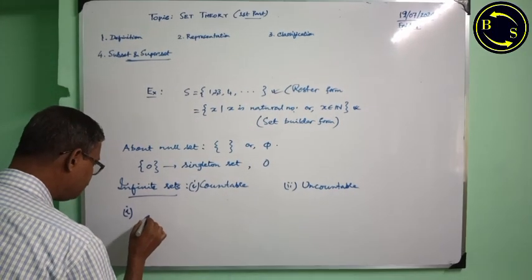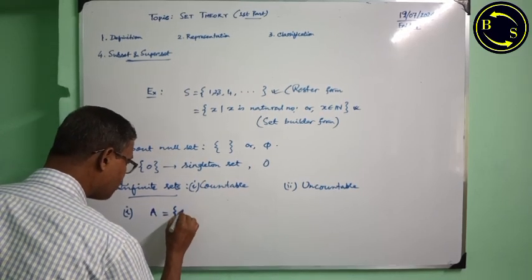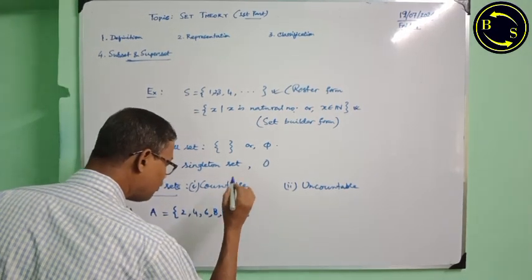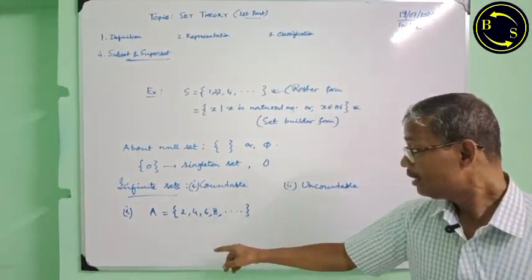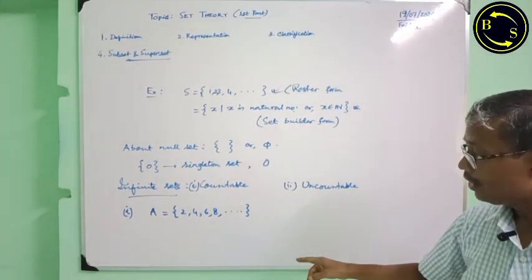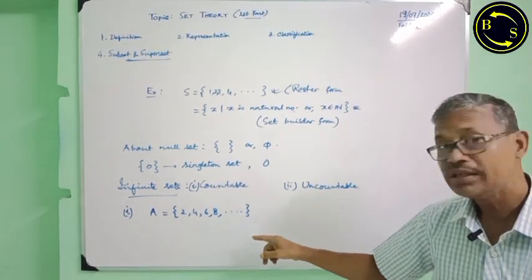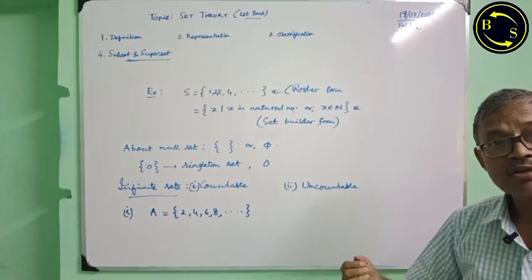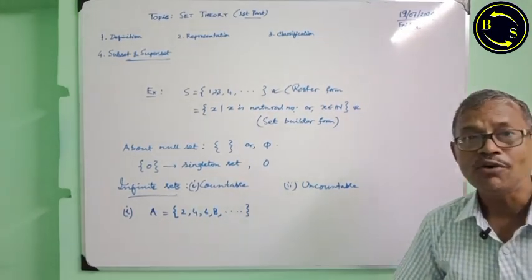Let us take one example. I have taken this example. Set A, members of that set are 2, 4, 6, 8, and so on. Now we find that we can arrange the members of this set in the order of the members of the set of naturals. Then we say that set A is countable.